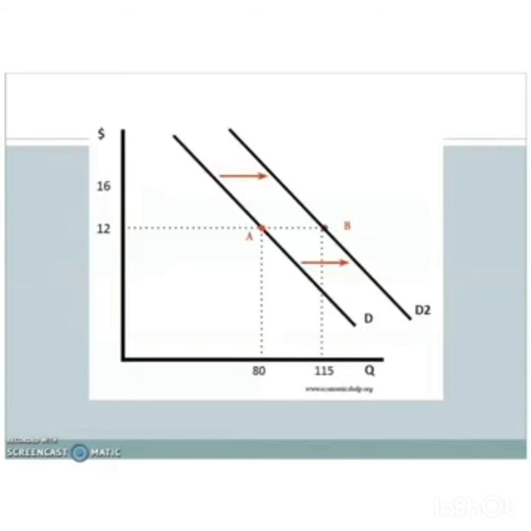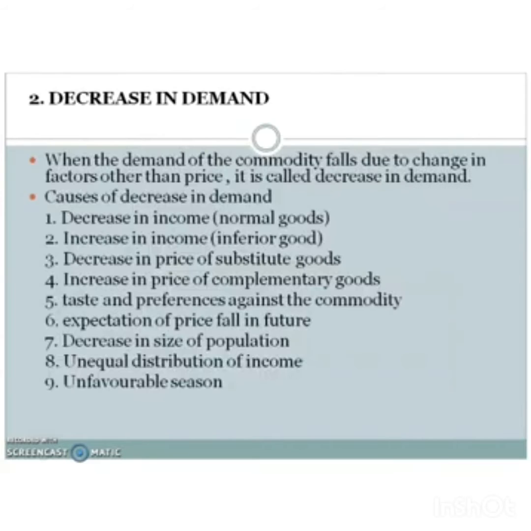So this is the diagram of increasing demand. Here the price is not changing. It is the same price but the demand curve is shifting to the right. So a rightward shift of the demand curve is known as increase in demand. It happens due to a change in other factors of demand, not due to price. The next type of change in demand is decrease in demand.